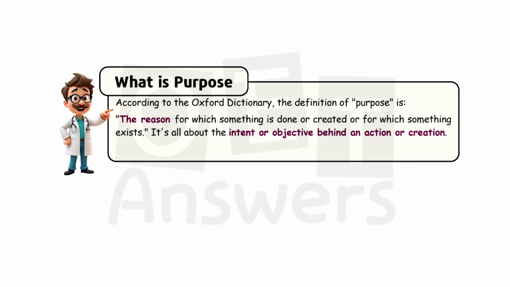Think that there is a paragraph. If they have given a paragraph, there will be a purpose. So what is the purpose of the text, or what is the purpose of the memo? They may ask. It is all about the intent or objective behind an action or creation. Clear? You got the point, right?